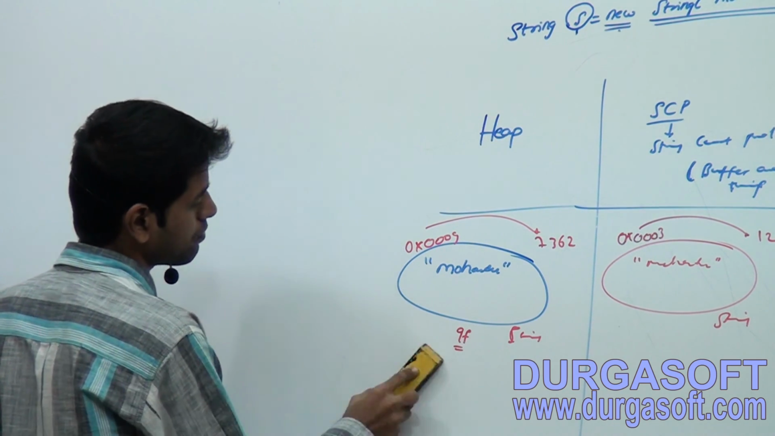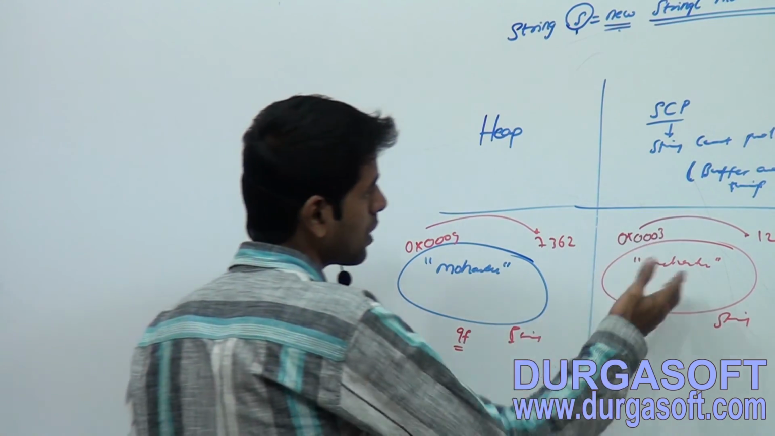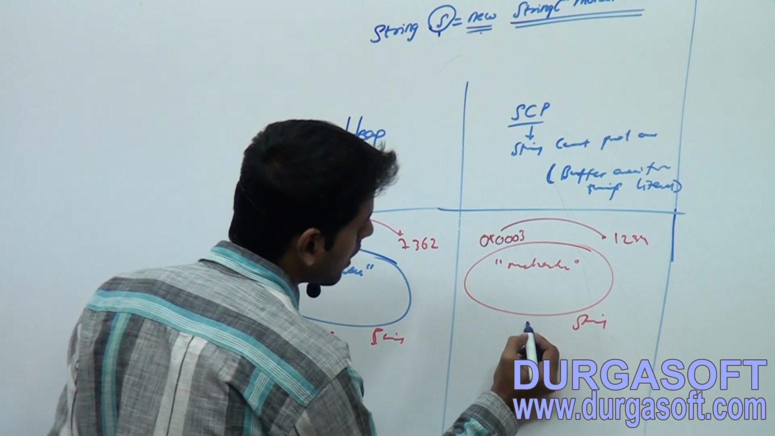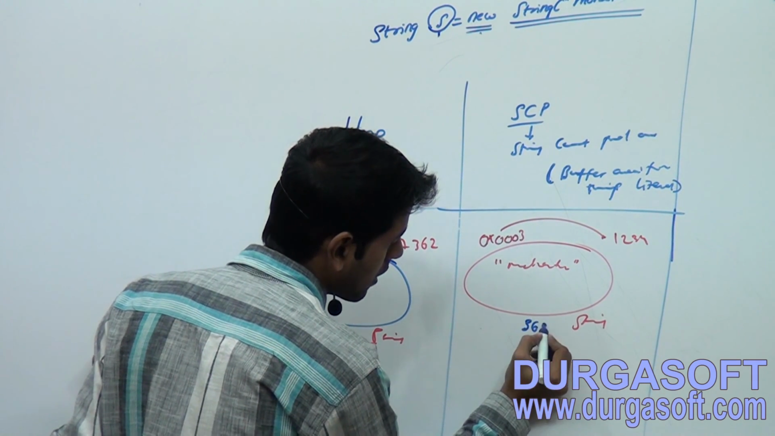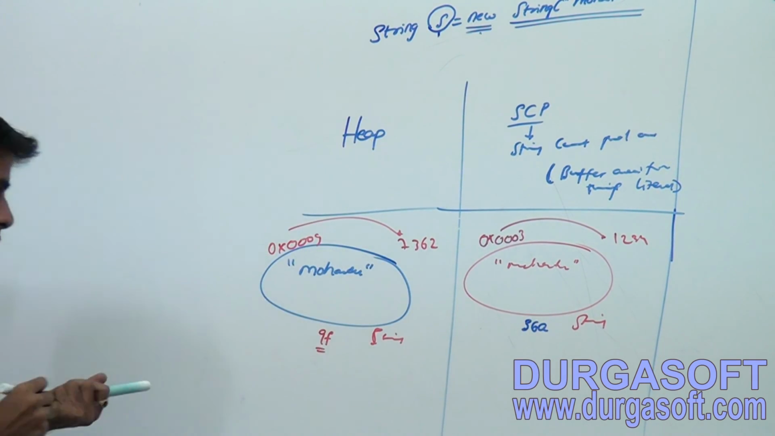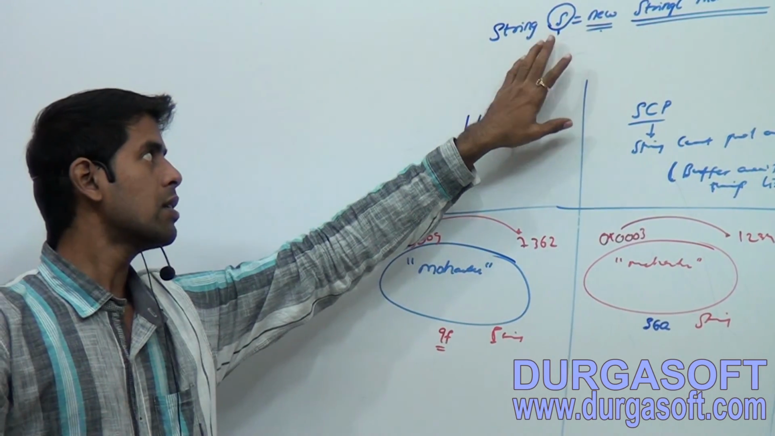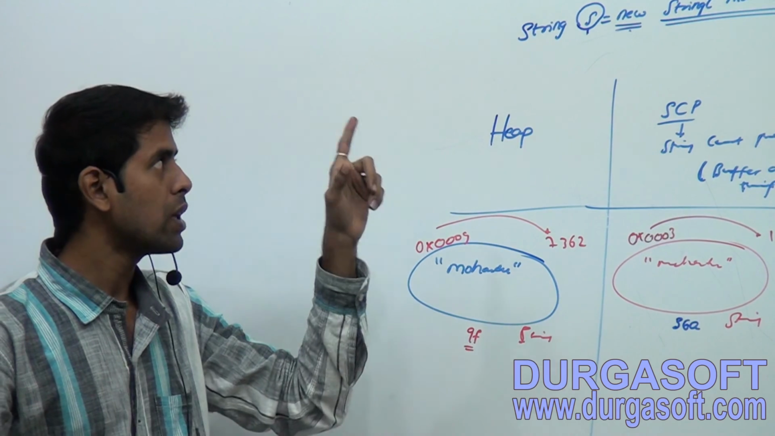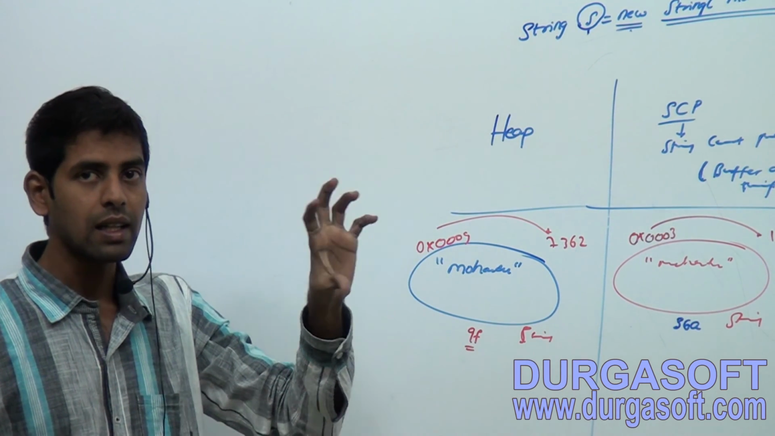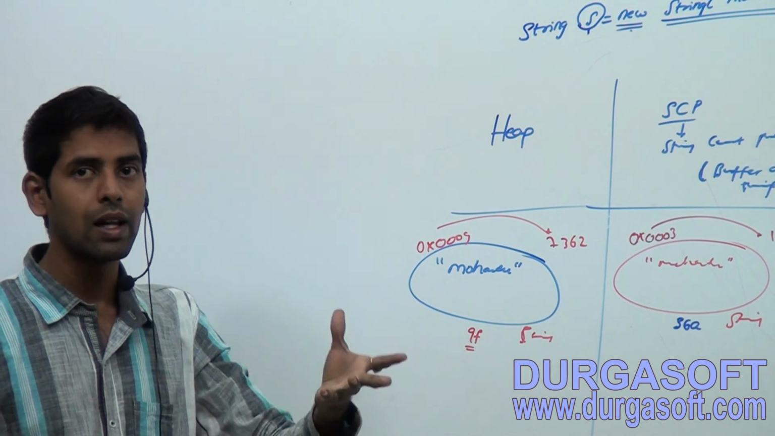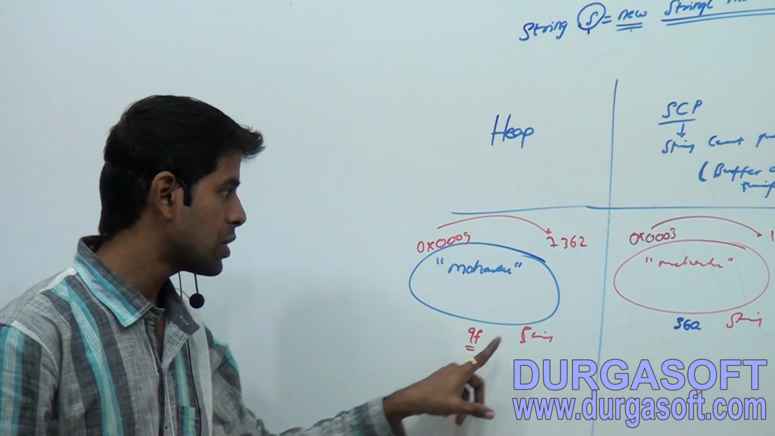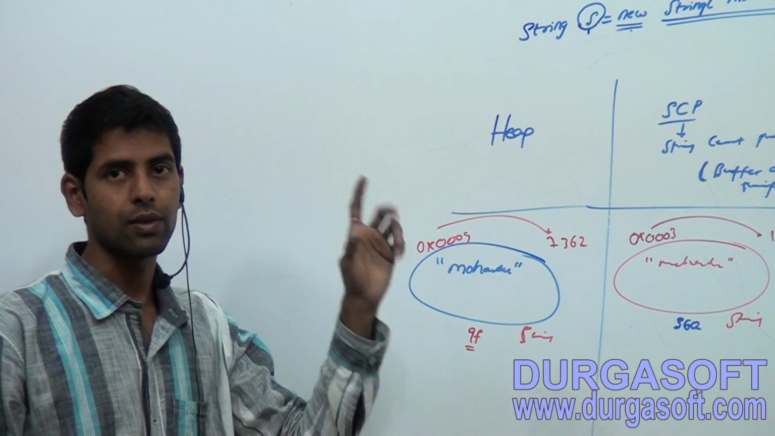Now even this one will have a reference which will be a different one. Let it be 36A. Now this s variable will contain the reference value of which object, either this object or this object? Yes, very important.